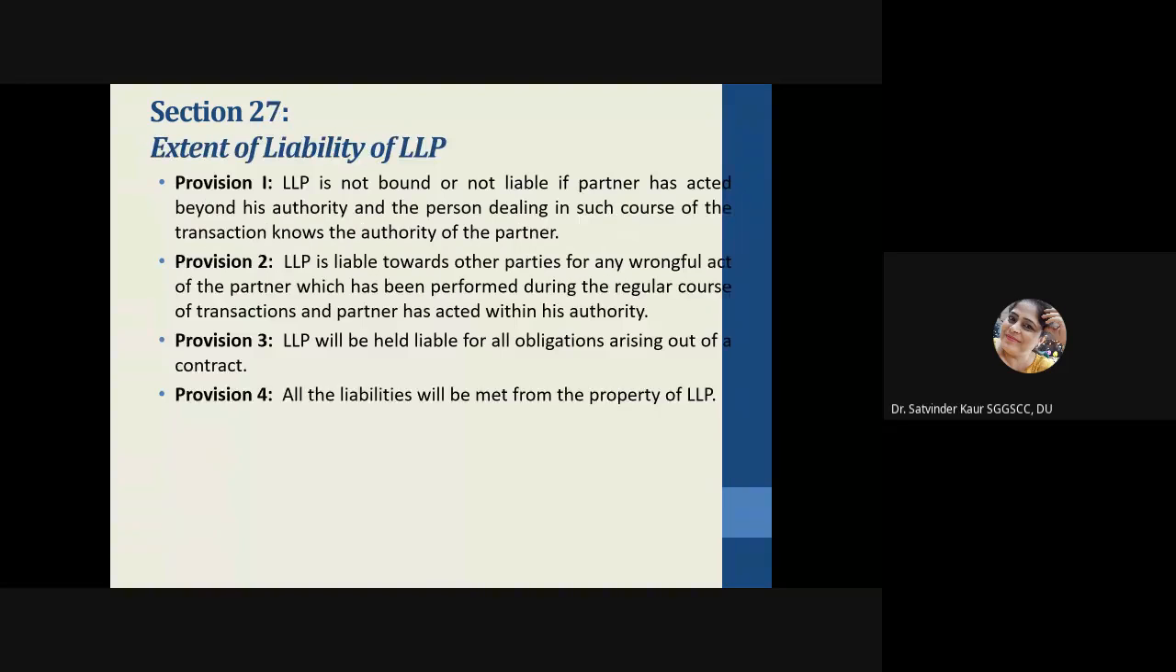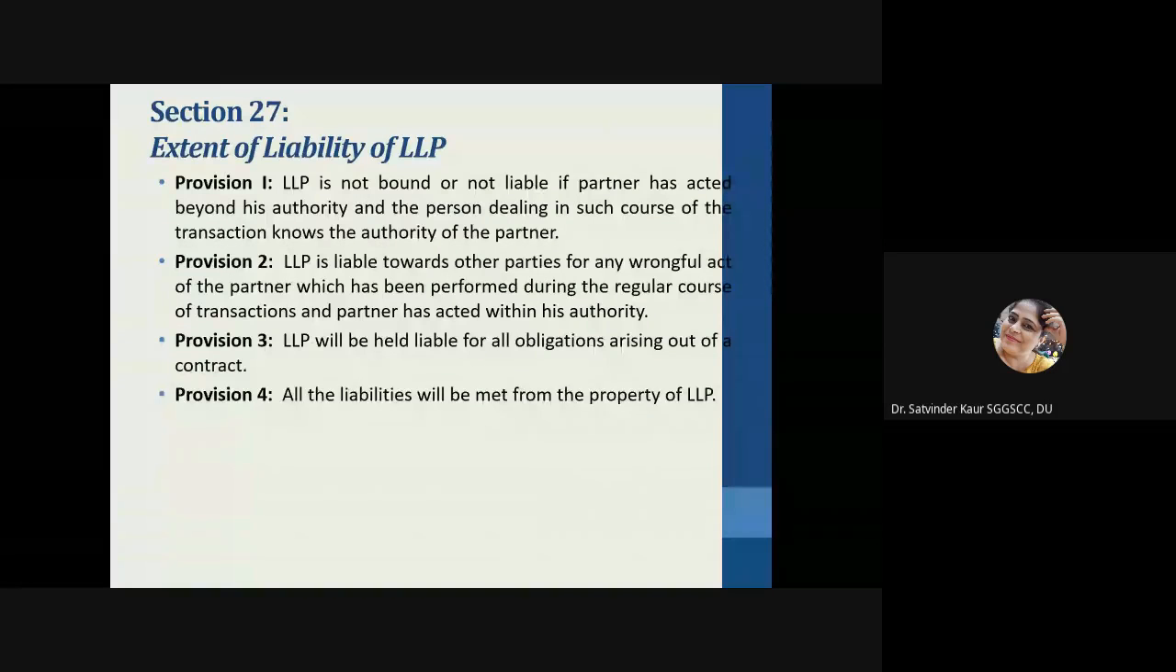Section 27 talks about extent of liability of LLP. So in this case, LLP is not bound or liable if the partner has acted beyond his authority or fraudulently or committed any wrong act. Then in that particular case, LLP will not have any responsibility if the third party with whom it has entered into the transaction was aware of the authority of the partner, and again, if the other party has acted in good faith, then in that case LLP shall be held liable or the partner shall be held personally liable as the circumstances may be.